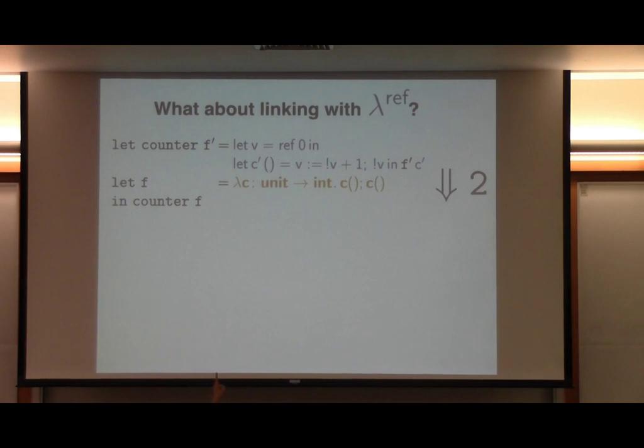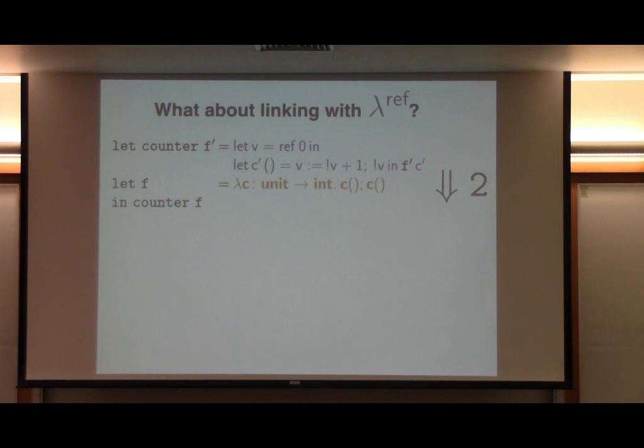And what's happening in that blue code? Let's read. I'm going to allocate a new ref cell, put a zero in it. That's my v. Then I'm going to have a new function, which I'm calling c prime. Whenever someone calls c prime, it's going to increment whatever value is stored inside that ref cell, and then return the contents. So I'm saying v := read out of v, add one, store it back into the ref cell, and return the contents.